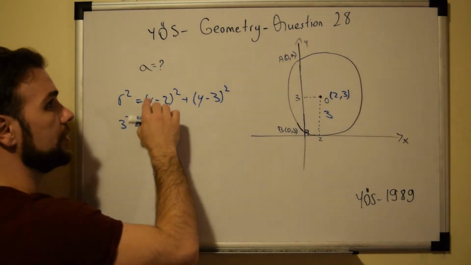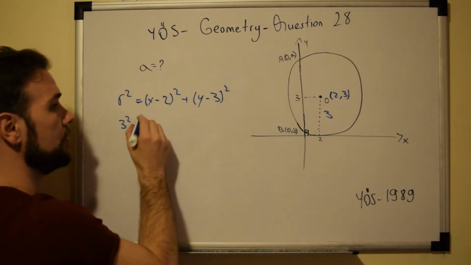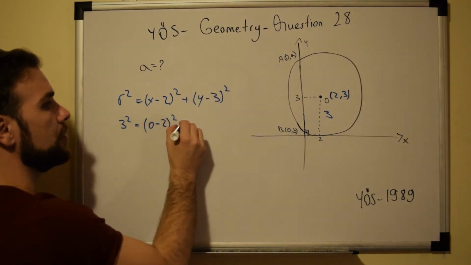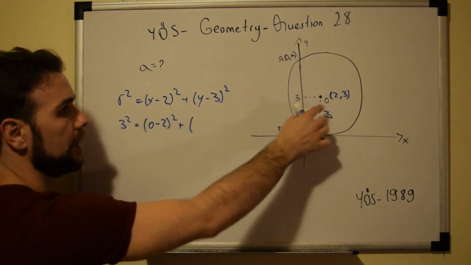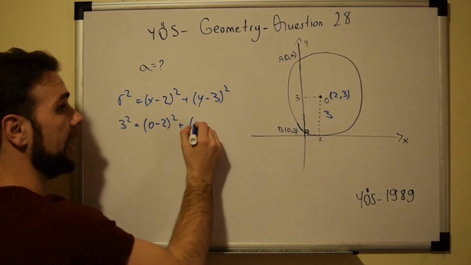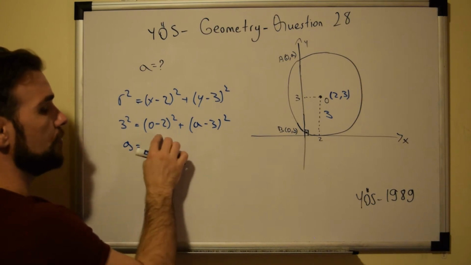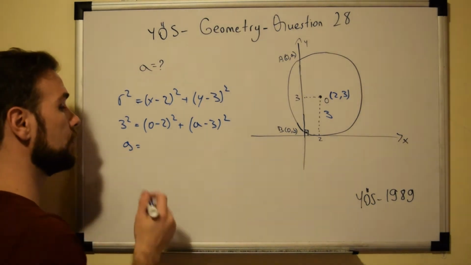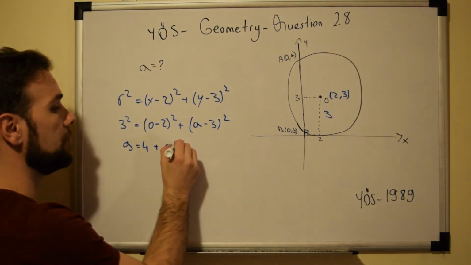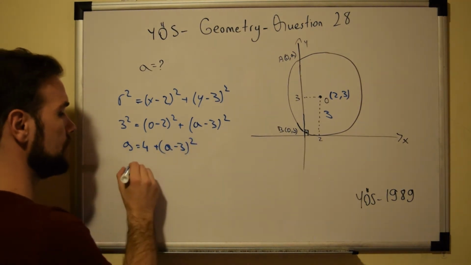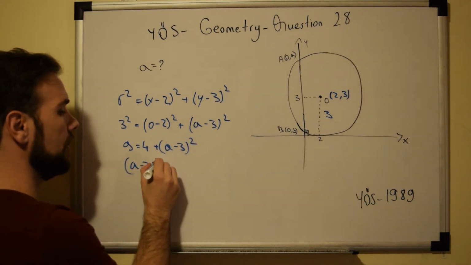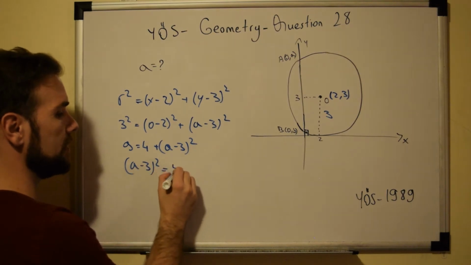What is the point? The point on the x-axis is 0, so we have 0 minus 2 squared plus, what is y? Y is the A, so A minus 3 squared. We have 9, which is equal to 0 minus 2 is minus 2, minus 2 to the power of 2 is 4, plus A minus 3 squared. So we have A minus 3 squared, which is equal to 9 minus 4 is 5.